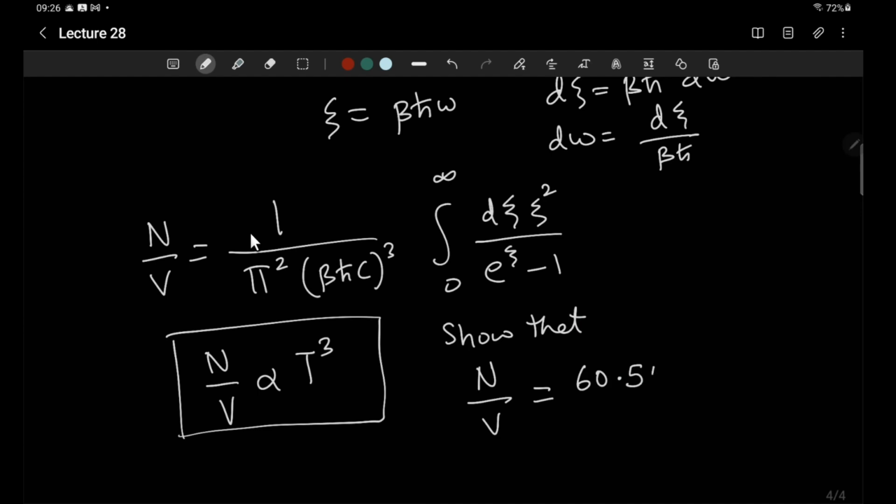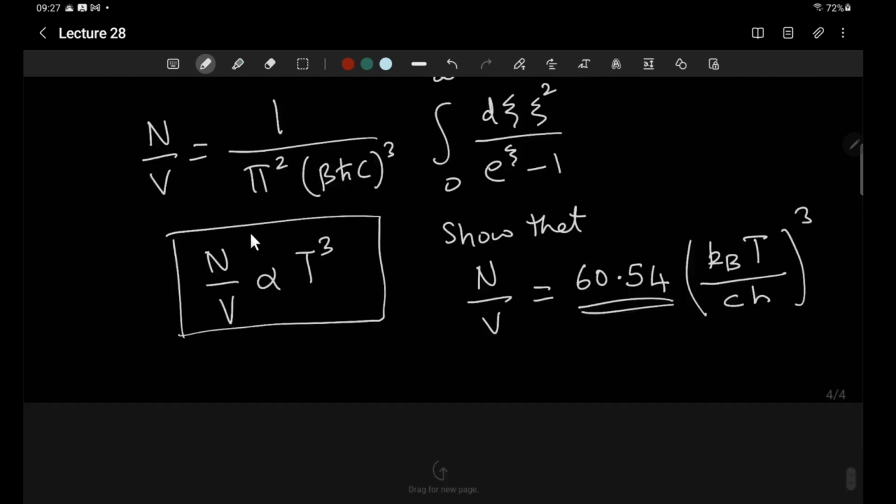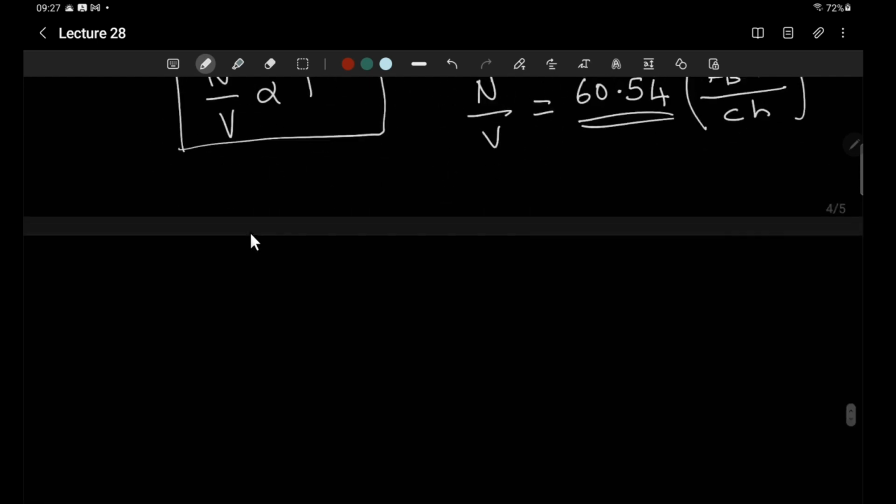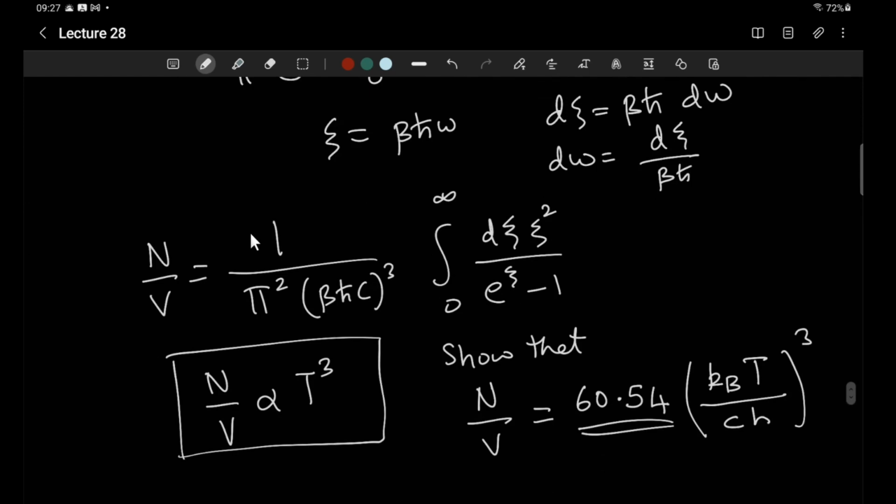Sorry, I have it in a particular form: h, not h bar. So just check that. This is just a numerical value that you can get. This is just the average number density, and it goes like T cubed. So it says as T increases, the number density increases.